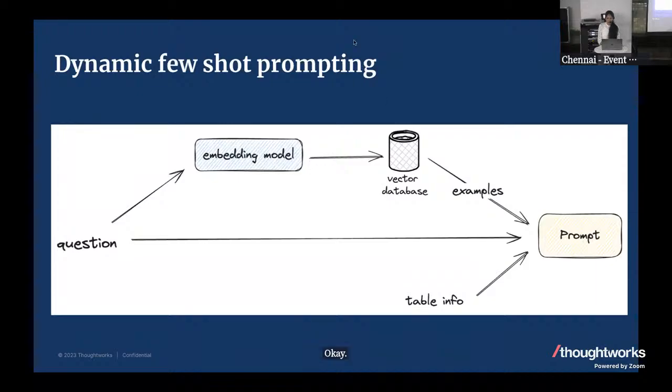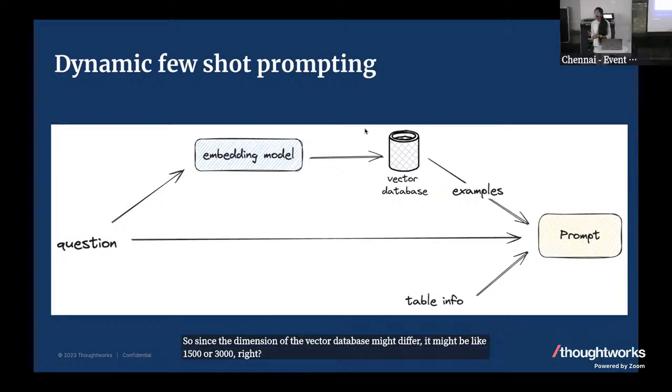K is equal to 2. Okay. So there is an algorithm in machine learning called K nearest neighbors. There are multiple ways in which you can find the chunks that are similar to the question that you're asking. Since the dimension of the vector database might differ, it might be like 1500 or 3000, you have different search methods.